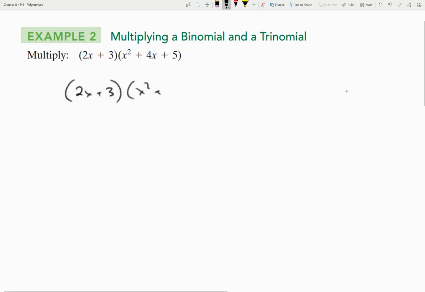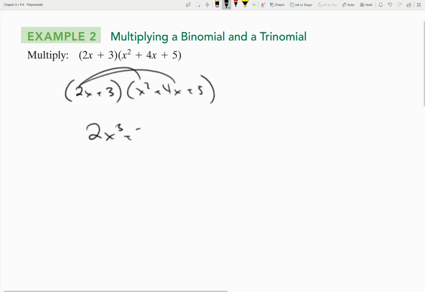x squared plus 4x plus 5. Okay, so I'm going to start by multiplying the 2x across each of the 3 terms. So that becomes 2x, x to the first times x squared is x to the third.